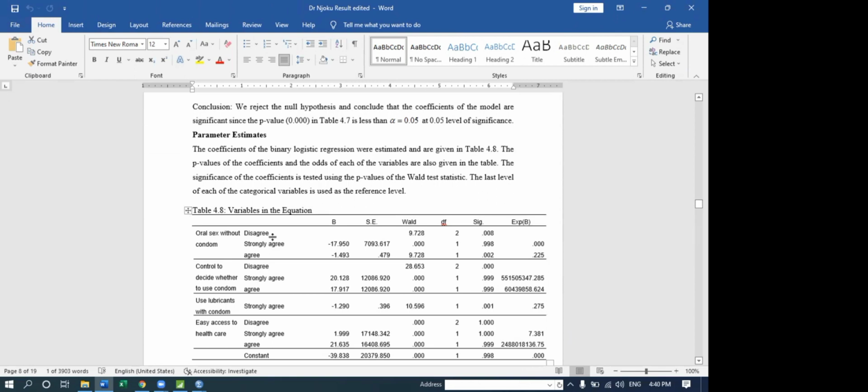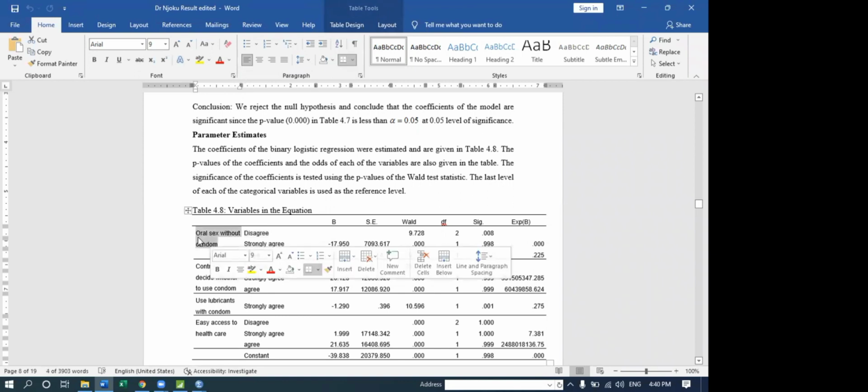So now let's interpret this. The odds of those that, sorry, the odds of those that strongly agree and those that disagree that you can contract HIV/AIDS when you have oral sex without condom have no significant difference because what? The p-value is greater than 0.05. I've interpreted these two. So let me go to these two.